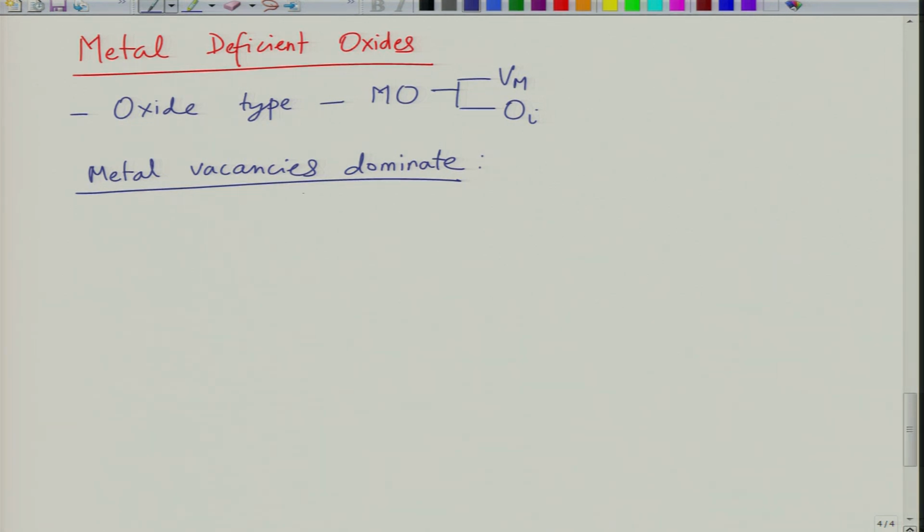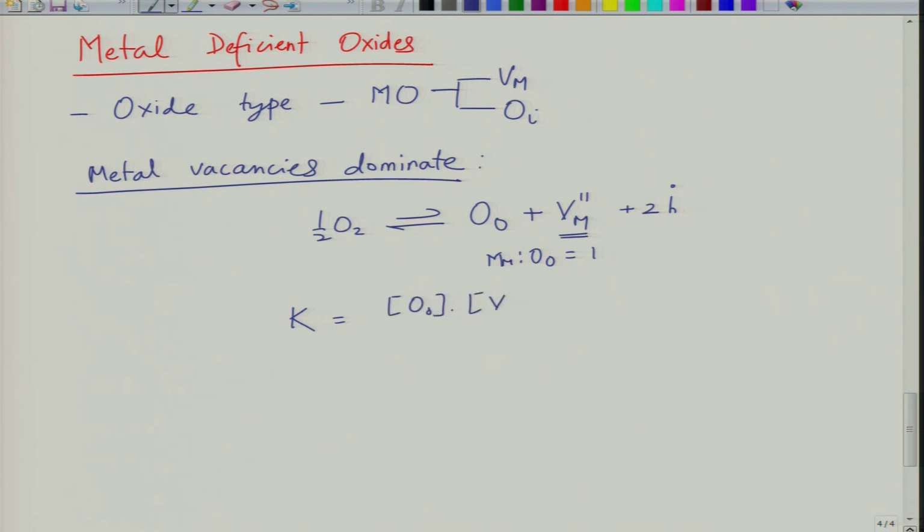then for an MO kind of oxide, the oxygen in the system enters from outside. So, oxygen goes to oxygen site. For maintaining the site stoichiometry, you will form a metal vacancy, so that you have the MM/OO ratio equal to 1. So, you create this site which is vacant, and as a result you give rise to two holes to maintain the charge neutrality. So, the equilibrium constant for this reaction can be written as OO into Vm into NH square divided by PO2 to the power half.